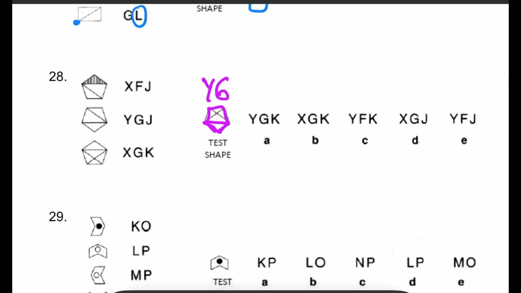Now for the third letter. These two both have a J as the third letter, and as you can see, they both only have one line going through the pentagon, whereas this has two. The test shape also has two, so the third letter will be a K. YGK, the answer is A.